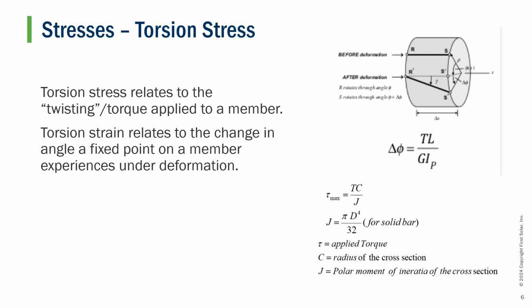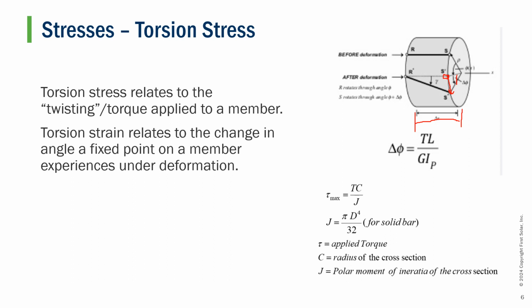So we see that before our twisting or torque, this point deflects and rotates to this point, and our torsional strain is related to this change in angle from where this point started off and ended at. And we're able to see that our torsional strain is related to the torque applied multiplied by the length of the member divided by the modulus of rigidity, which is also multiplied by the polar moment of inertia.